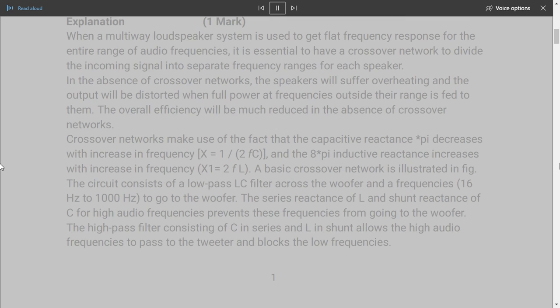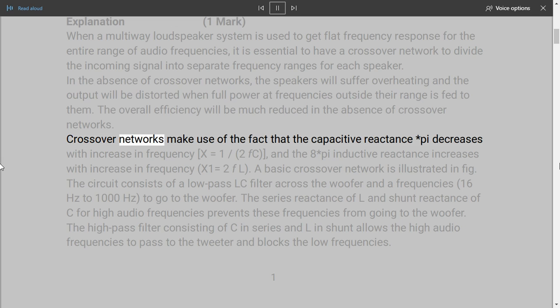Explanation, 1 mark. When a multi-way loudspeaker system is used to get a flat frequency response for the entire range of audio frequencies, it is essential to have a crossover network to divide the incoming signal into separate frequency ranges for each speaker. In the absence of crossover networks, the speakers will suffer overheating, and the output will be distorted when full power at frequencies outside their range is fed to them. The overall efficiency will be much reduced in the absence of crossover networks.